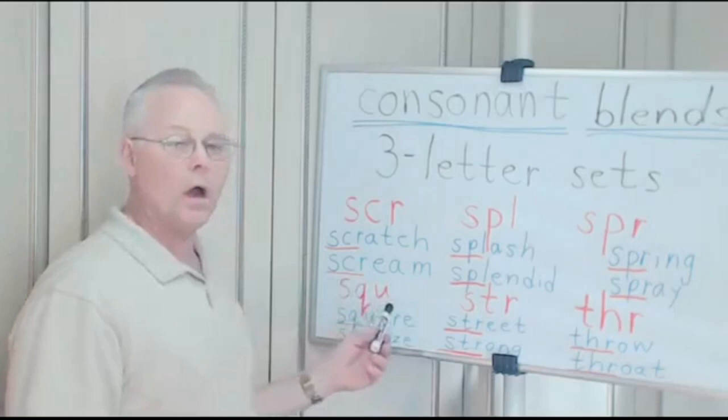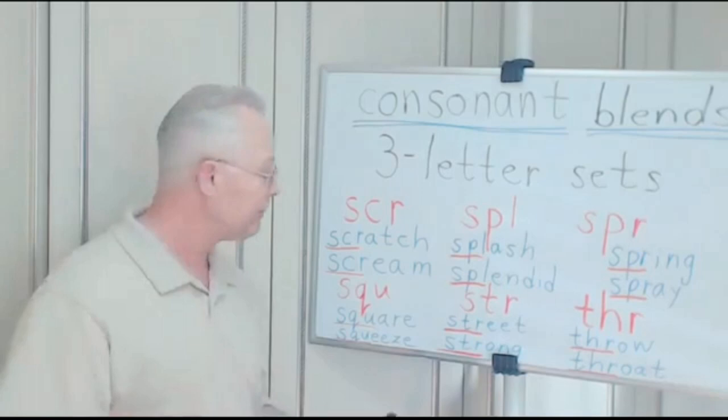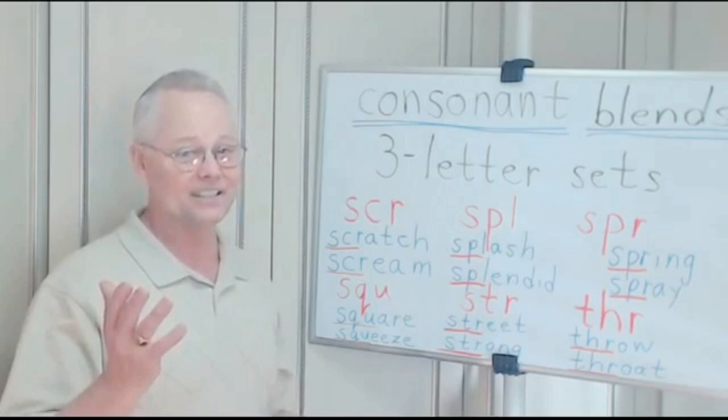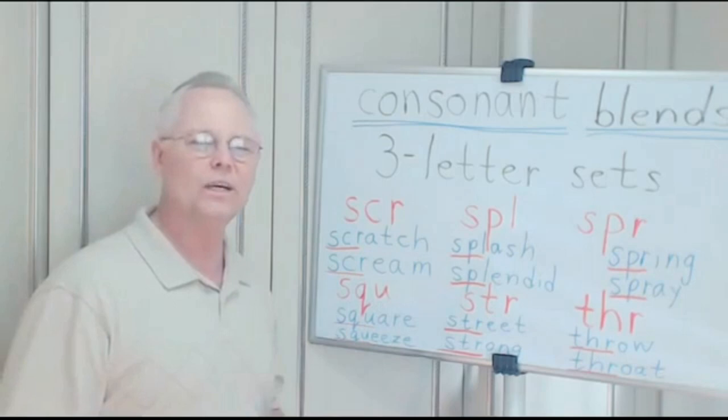S-Q-U. Okay, now U is a verb. No, it's not a verb. U is a vowel, all right? We have S-Q-U. Wherever you see Q, U is going to follow it. That's English. And it makes this squ, squ sound.